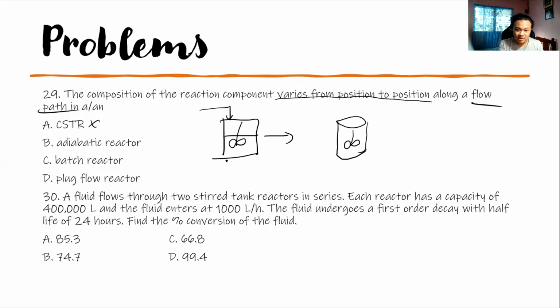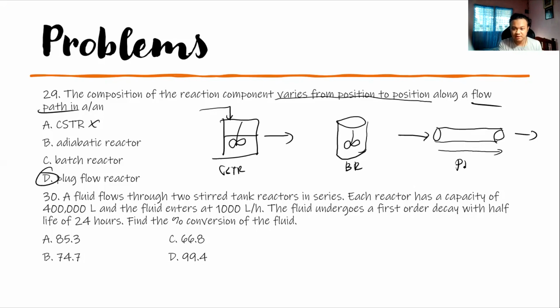So we have the CSTR, and the batch reactor. Last is the PFR. It looks like a tube. And the composition varies along the length of the reactor. And it has no moving parts. The answer here is PFR, plug flow reactor.